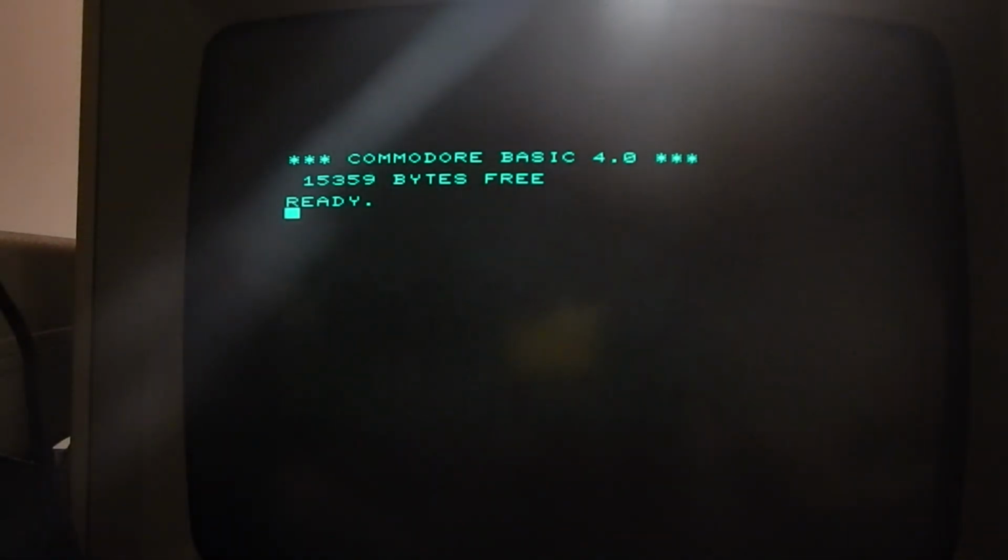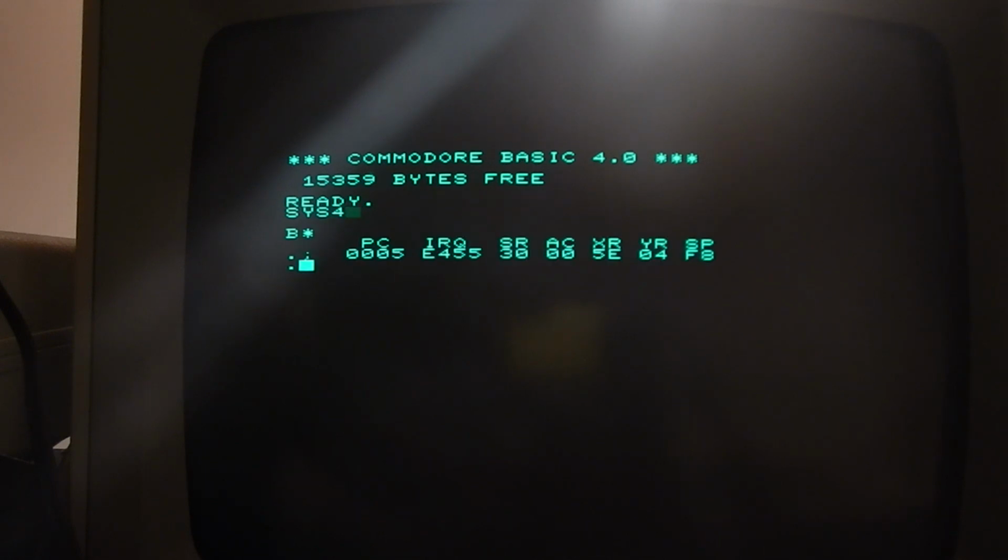So far so good, the BASIC now sees 15,359 bytes free.